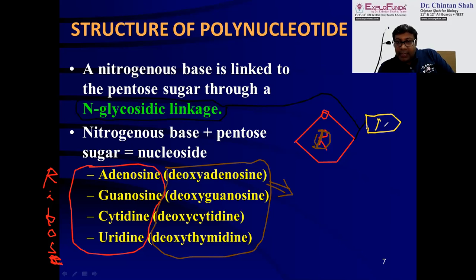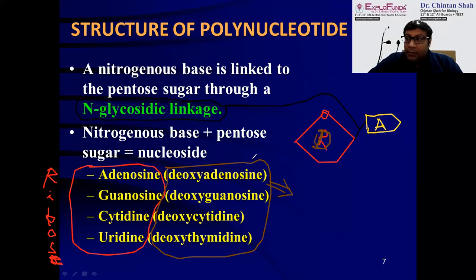If adenine as the nitrogen base is connected over here, then this is known as adenosine if R is a ribose sugar, and if the pentose sugar is deoxyribose, then it is known as deoxyadenosine. Are you getting this? Everybody okay with this? So again, in between the pentose sugar and nitrogen base, the chemical bond present is known as the N-glycosidic linkage.